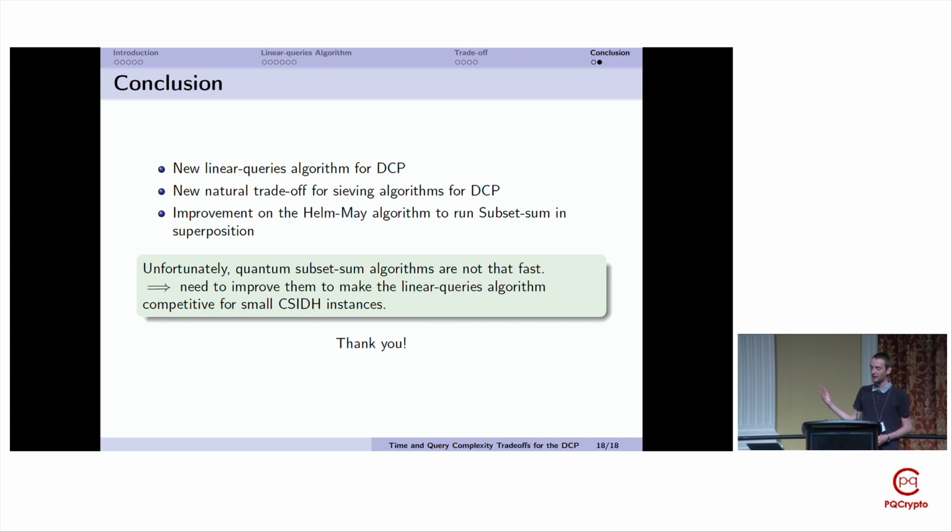And in the meantime, we also worked a bit on how to solve this subset sum black box and improve the Helm-May algorithm that does that in superposition. Unfortunately, quantum subset sum algorithms are still not that fast. If they had like a square root speedup like Grover search, it would be great. We could directly apply this to CSIDH. Here, we have to wait a bit until they get a little better to use the linear queries algorithm for small CSIDH instances. Thank you for your attention.